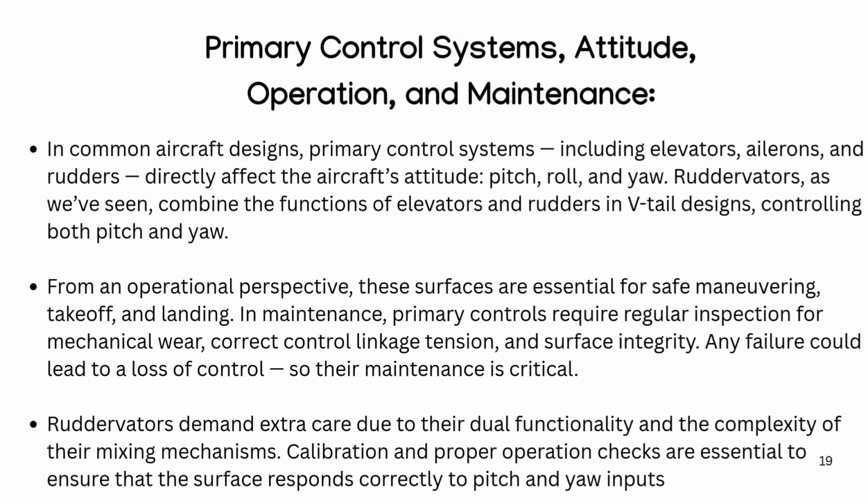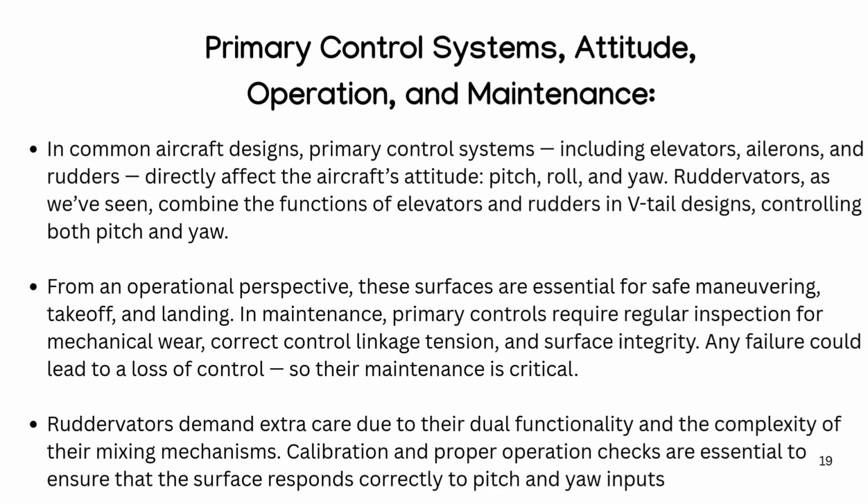Primary control systems: attitude, operation, and maintenance. In common aircraft designs, primary control systems, including elevators, ailerons, and rudders, directly affect the aircraft's attitude, pitch, roll, and yaw. Ruddervators, as we've seen, combine the functions of elevators and rudders in V-tail designs, controlling both pitch and yaw. From an operational perspective, these surfaces are essential for safe maneuvering, takeoff, and landing.